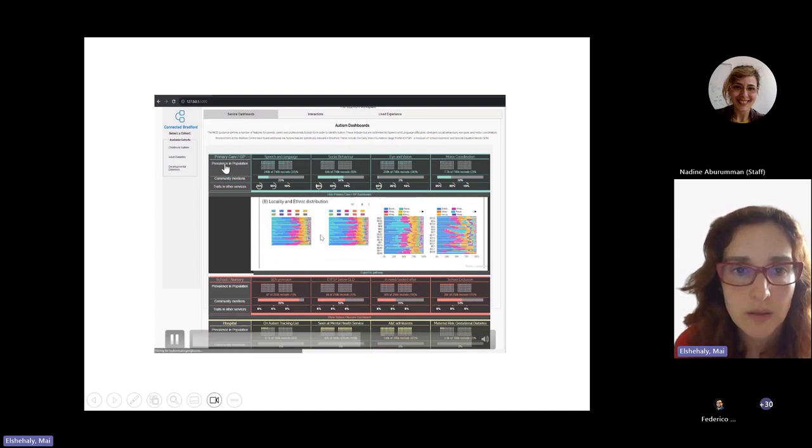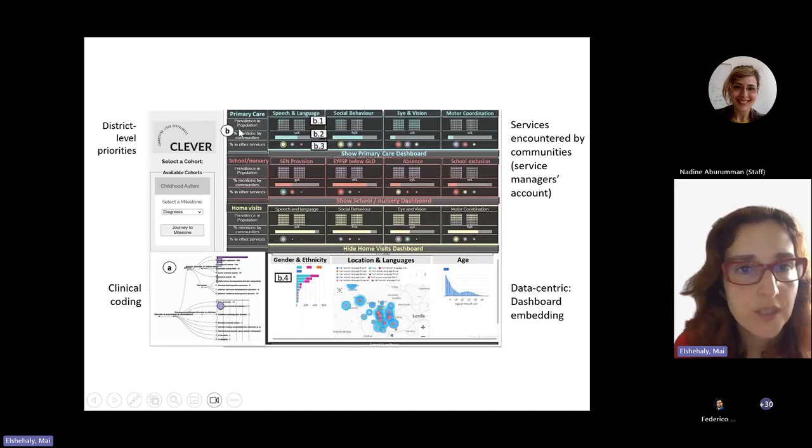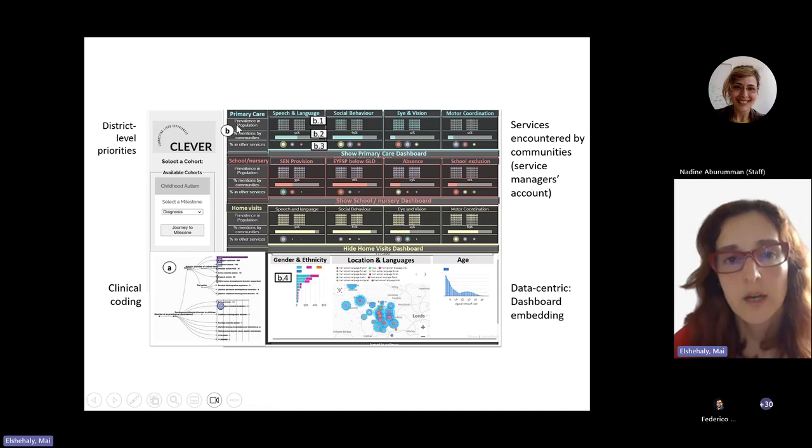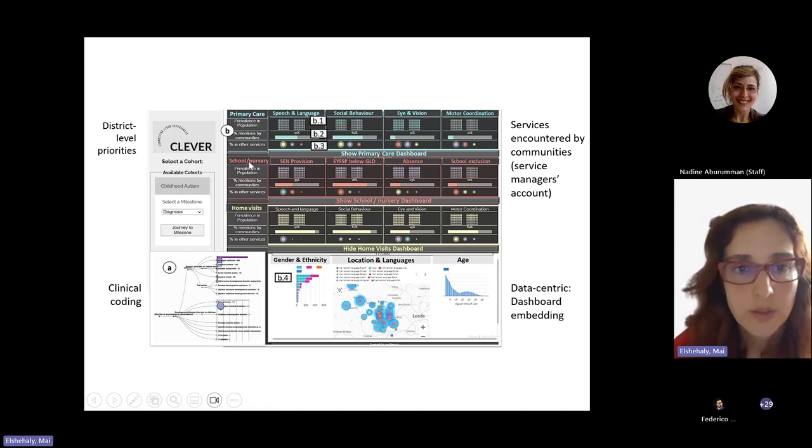And this is one of the prototypes that are currently in development that capture these two elements. The rows in this matrix, I'll bring you a static view first, and then I'll come back to the animation. Each one of these rows is a context of care for people with autism, young people with autism. So primary care, school, nursery, home visits, and so on.